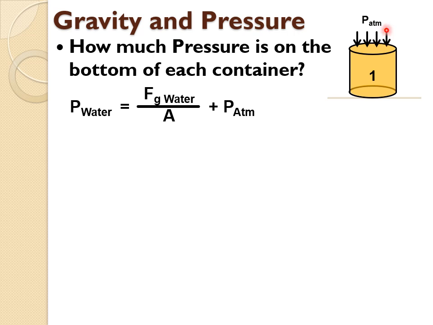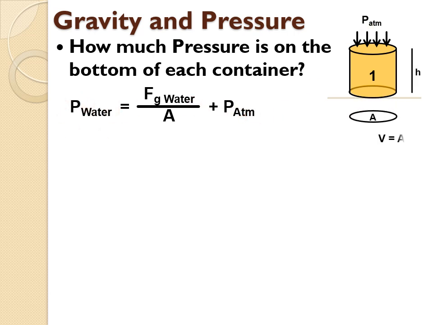If we include the atmospheric pressure pushing on it, then the liquid in here as well as effectively all the air above is going to push down, so we have a total pressure on the bottom. The pressure from the water is going to be the force of gravity of the water divided by area, and then the pressure of the atmosphere is added to that to get the total pressure on the bottom here.